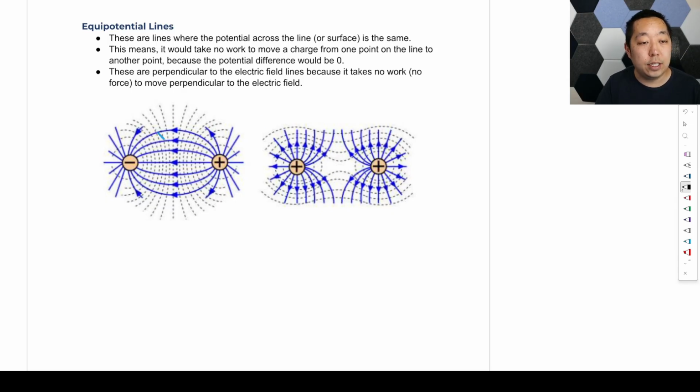So these are lines where the potential is the same. It means it takes no work to move the charge from one point to another. You can see here the blue lines are the electric field lines, and the dashed lines are the equipotential lines, and they make perpendicular lines. There's no work to go from there to there because the electric field is perpendicular to the motion, even though it exerts a force. If you want to review work and energy or calculating work, that's where that comes from.